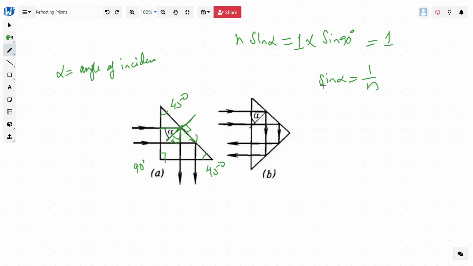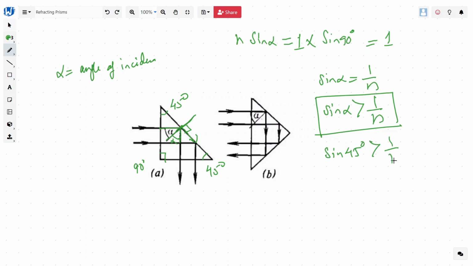Now for total internal reflection to happen, sine alpha has to be greater than 1 by n. That we proved in the video where we discussed total internal reflection. Now we know that alpha here is 45 degrees, so we can write the equation again: sine of 45 is greater than 1 by n. So n has to be greater than 1 by sine of 45, and sine of 45 is 1 by root 2.